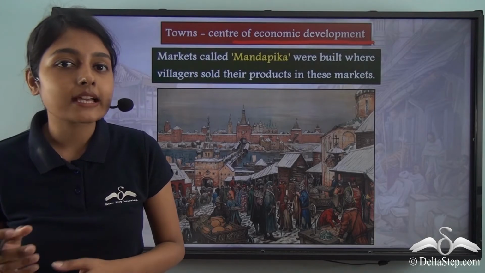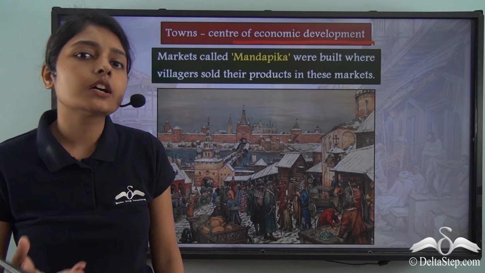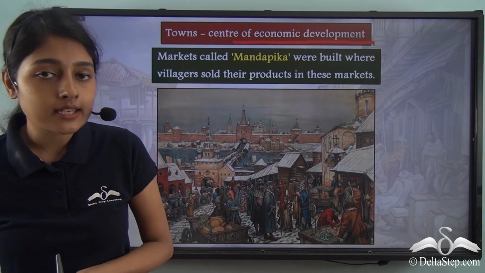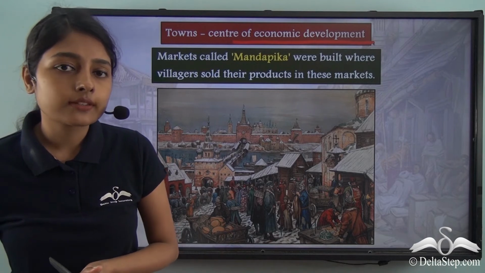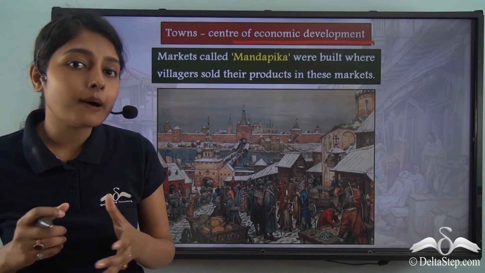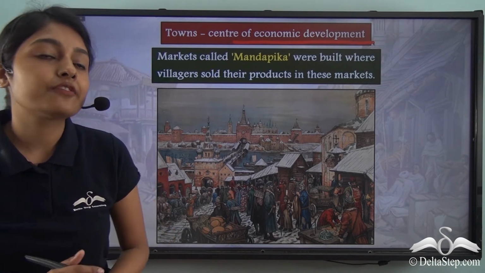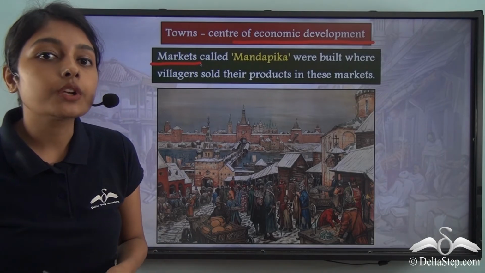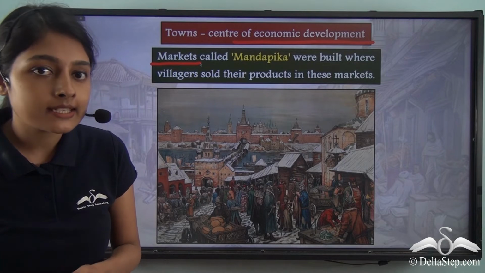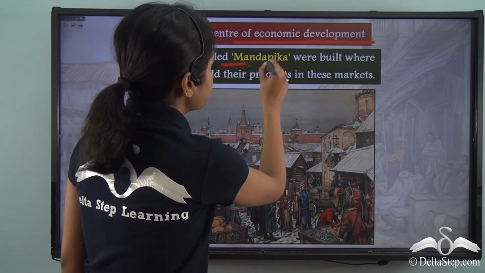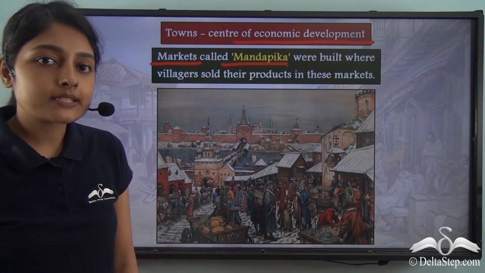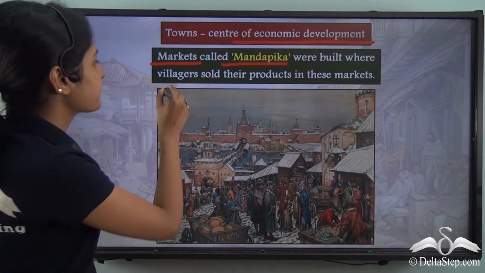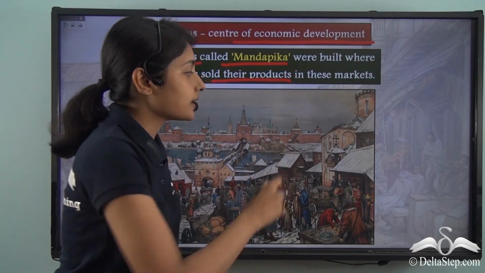Now whenever people start staying somewhere, they require huge amounts of resources. They also require many goods for their sustenance. Now where can you find goods? To buy goods, the only place that you have are markets. And in these temple towns emerged markets of a particular kind that came to be known as mandapika. So in these temple towns mandapikas were built, and in these mandapikas villagers sold their products.